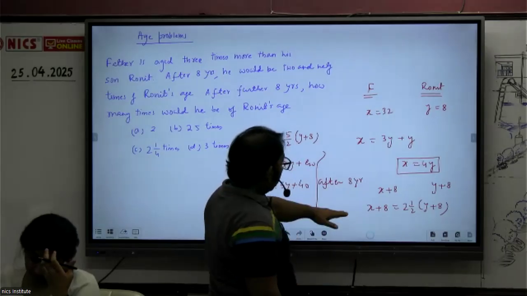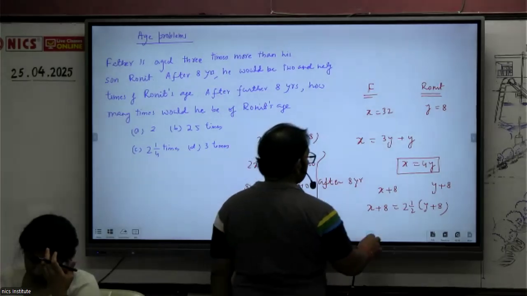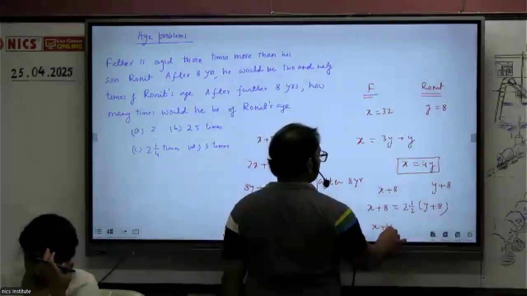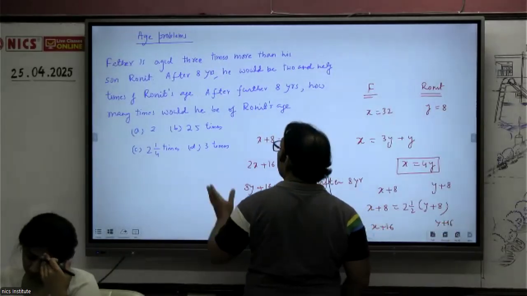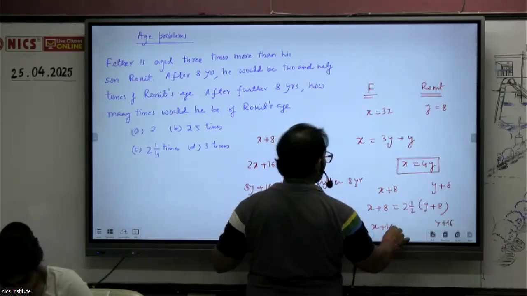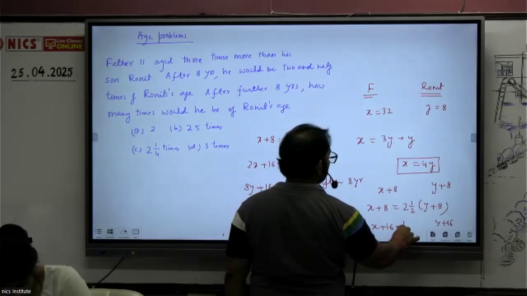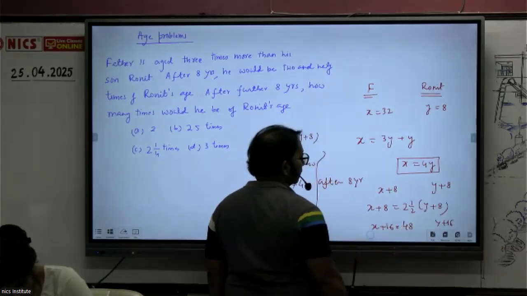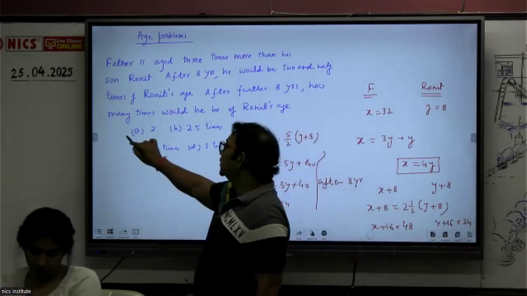So for 8 years and further 8 years also. Further 8 years means X plus 16 and it will be Y plus 16. So X plus 16 is how much? Father is 32 plus 16, 48, and the son would be 24. The correct answer is two times.